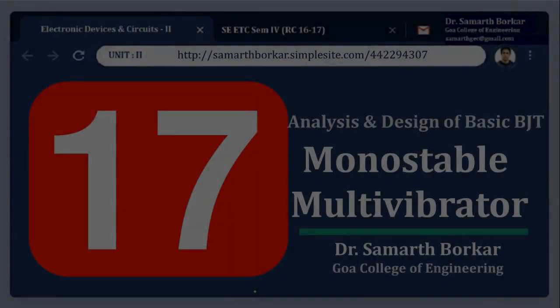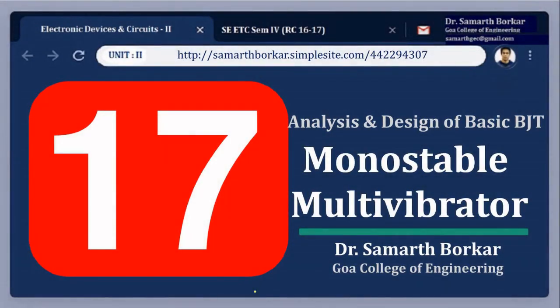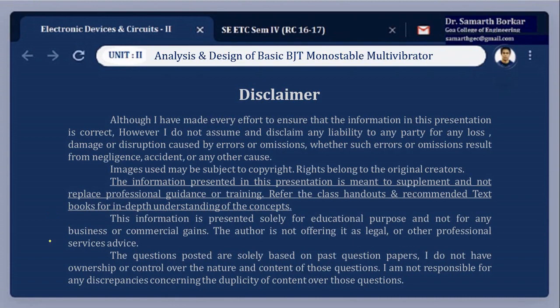The next lecture: analysis and design of basic BJT monostable multivibrator. So again, here is the disclaimer.